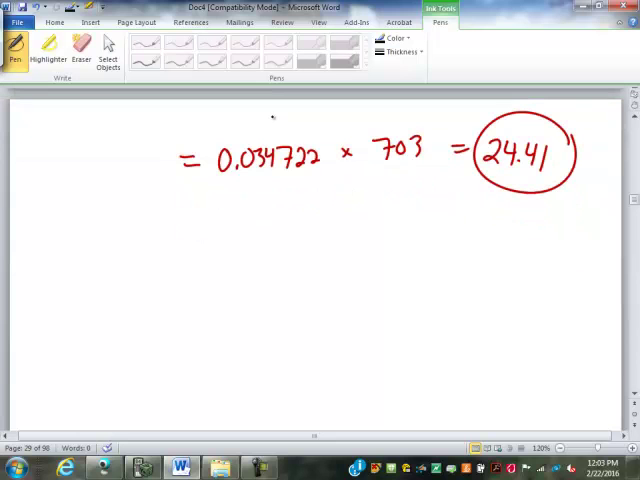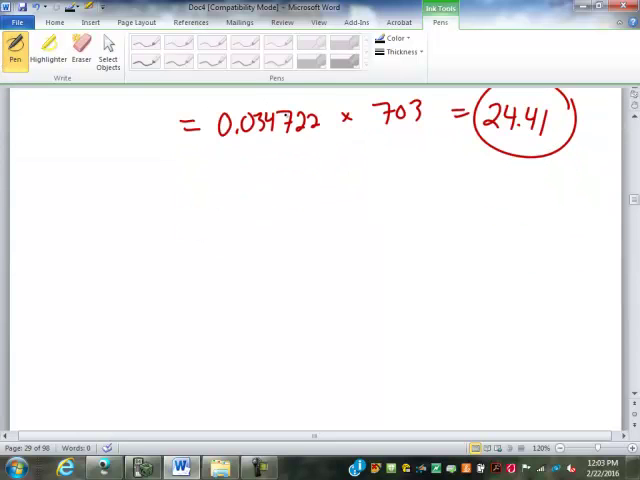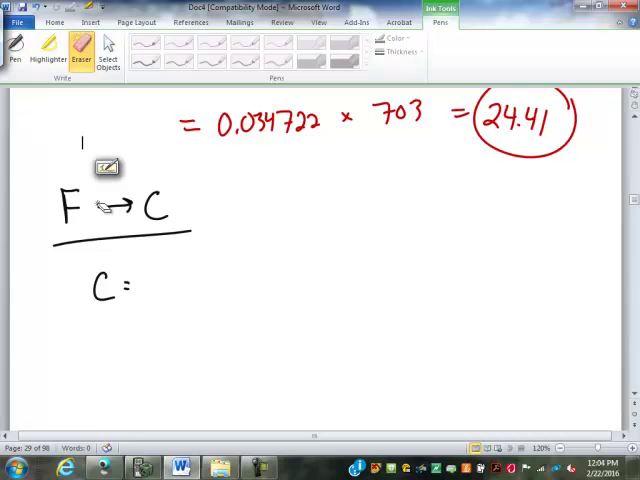Another formula that we're going to use quite a bit, we're going to look at temperature conversions. If I have a Fahrenheit temperature and I want to go to Celsius, my Celsius temperature is equal to my Fahrenheit temperature minus 32 times 5/9.